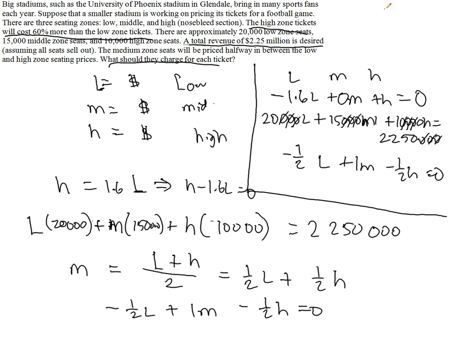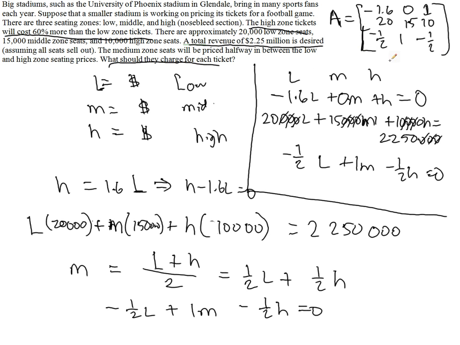I'll write my A matrix, my coefficient matrix in this case, will be the coefficients of these guys here. So negative 1.6, 0, and 1, because it's 1H. Here I'll have 20, 15, and 10. And here I'll have negative 1/2, 1, and negative 1/2.